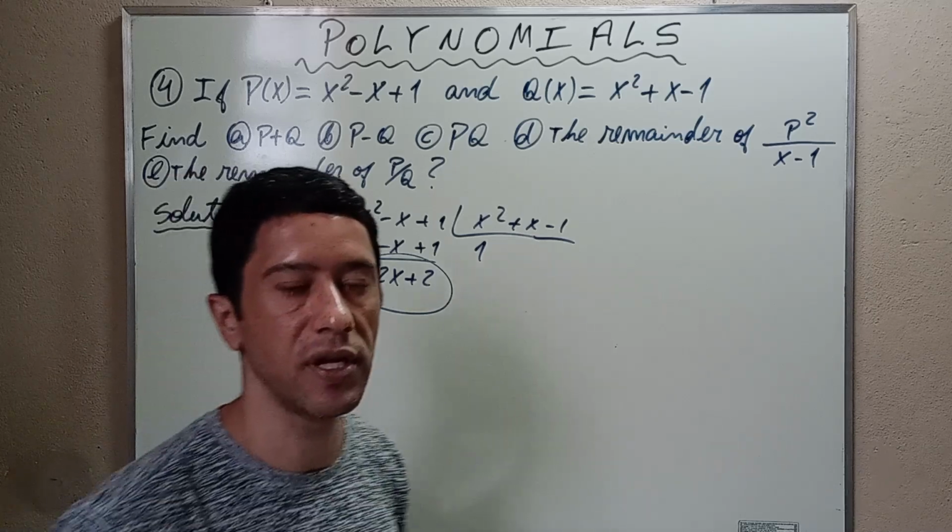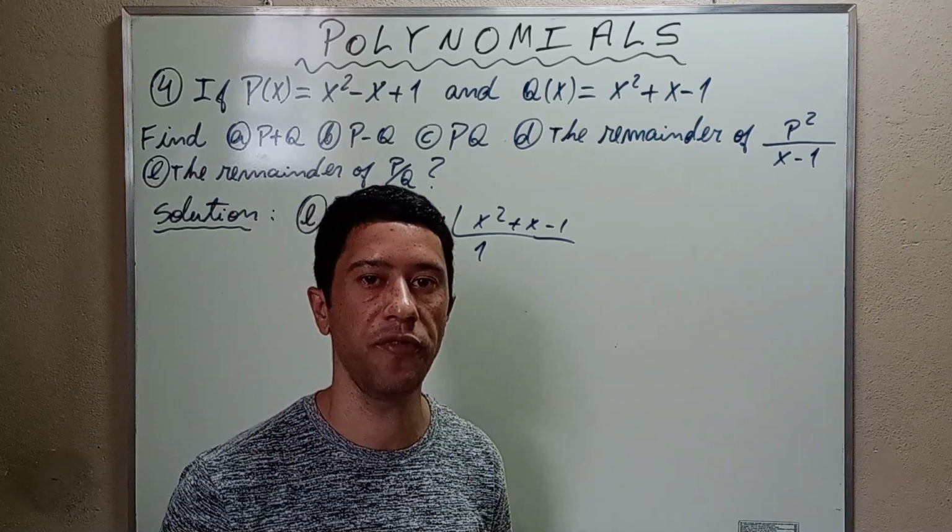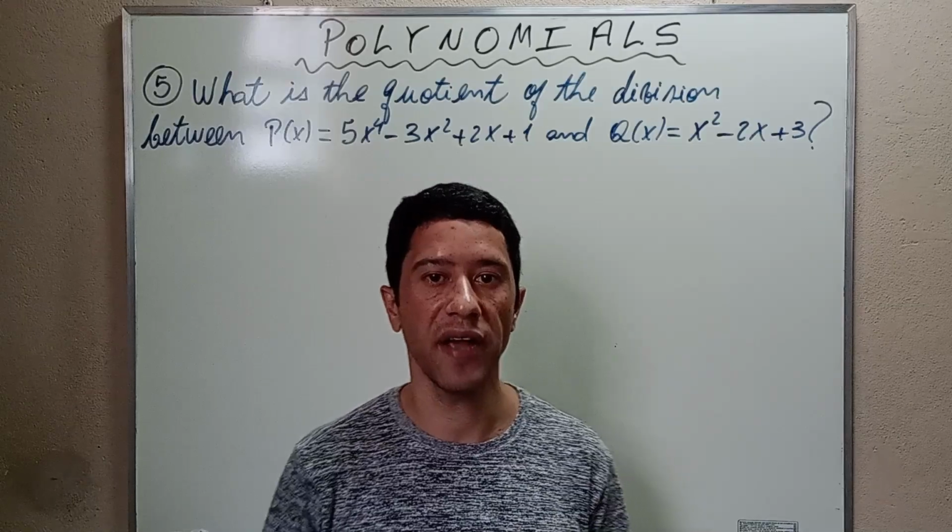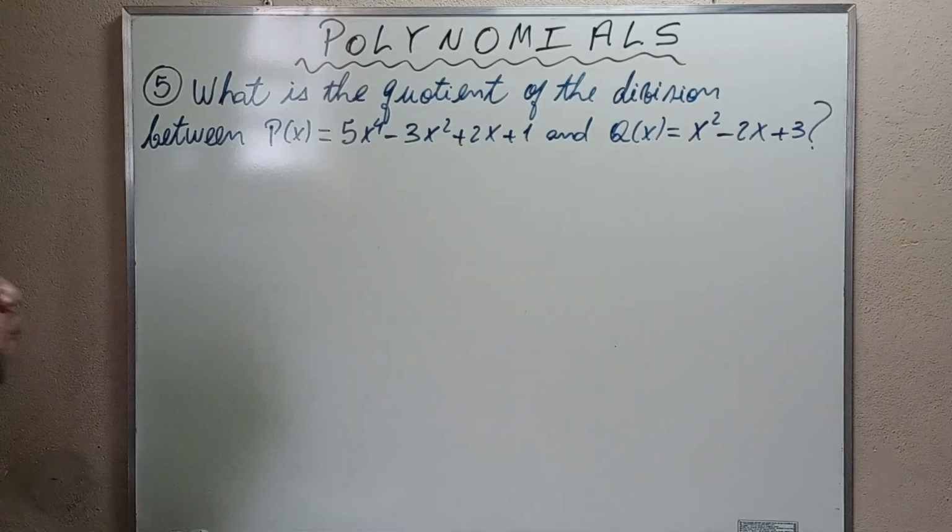Let's go to the next. Let's go to exercise number 5. Exercise number 5 now. What is the quotient of the division between P of x and the Q of x? Okay, my friends, this is exercise number 5. All we need to do is to simply, as we did previously, divide the P of x by Q of x.